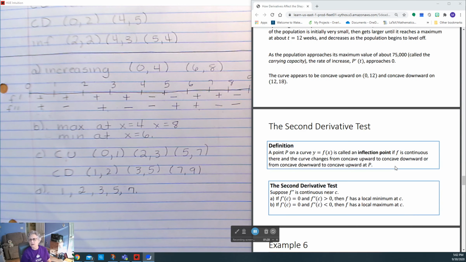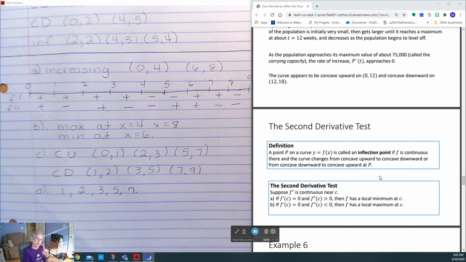So, we already talked about inflection points before we defined them. But an inflection point is where we change from concave up to concave down, which leads us to the second derivative test. If you have a critical value and the first derivative is equal to 0 and the second derivative is positive, then you have a local min. If the first derivative is equal to 0 and the second derivative is negative, then you have a local max.